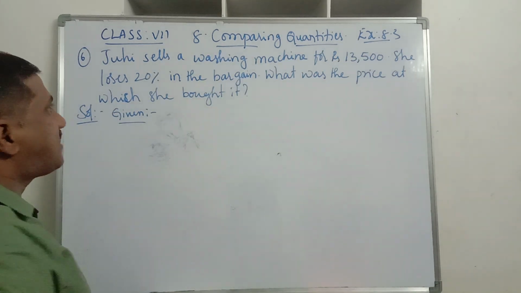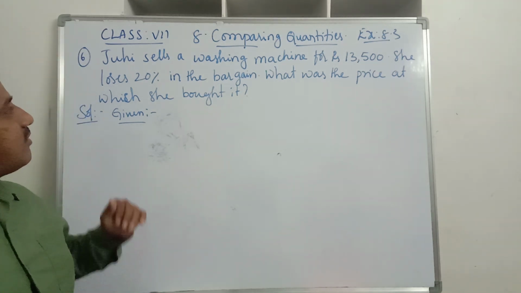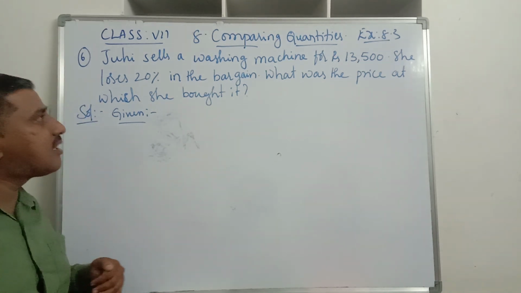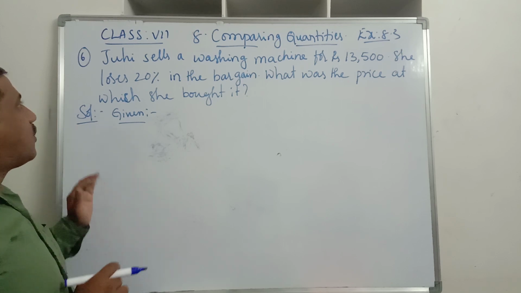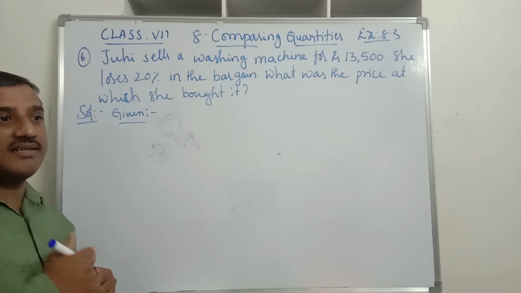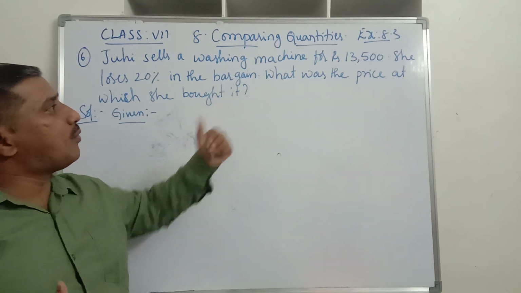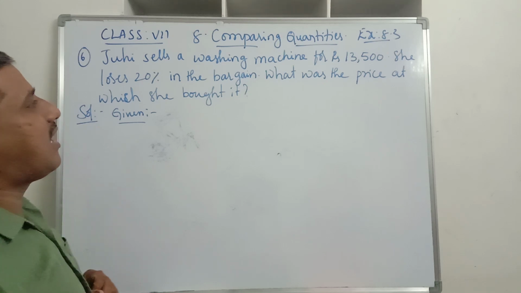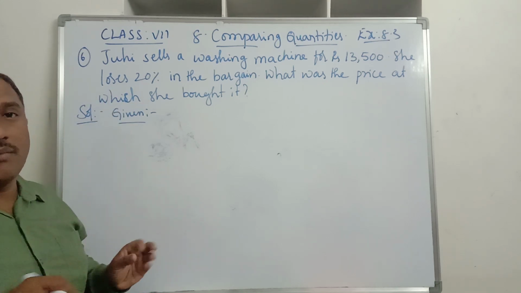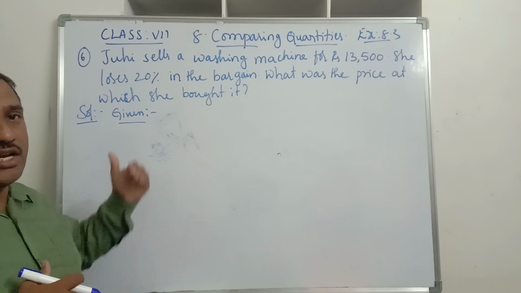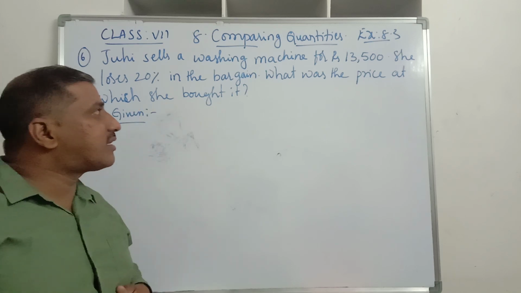Now we will discuss exercise number 8.3, question number 6. Juhi sells a washing machine for rupees 13,500. So Juhi, a lady is there, she sells a washing machine. She sells means selling price for rupees how much? 13,500. She loses 20% in the bargain. So on bargain the customer, so she lost 20% on the price of that washing machine.